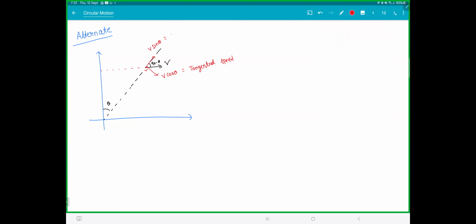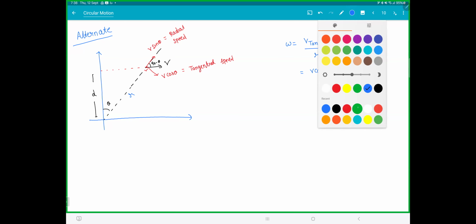And what is v sine theta? This is called radial speed. Anything in the direction of radius is called radial speed. And this distance is d. And this distance is r. Just now we defined what is omega. Omega is nothing but v tangential by r, isn't it? What is v tangential? V cos theta.